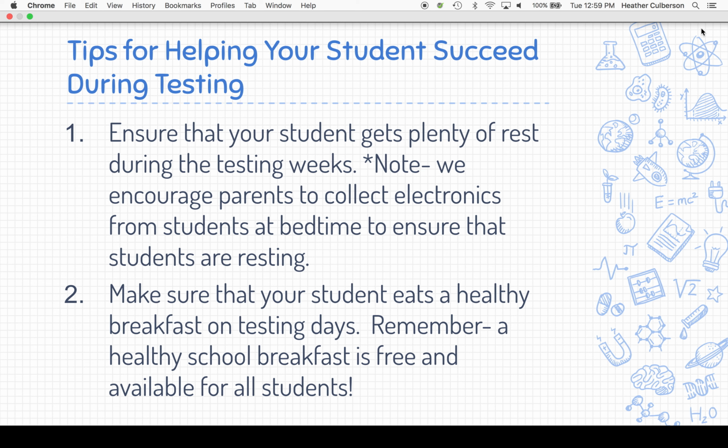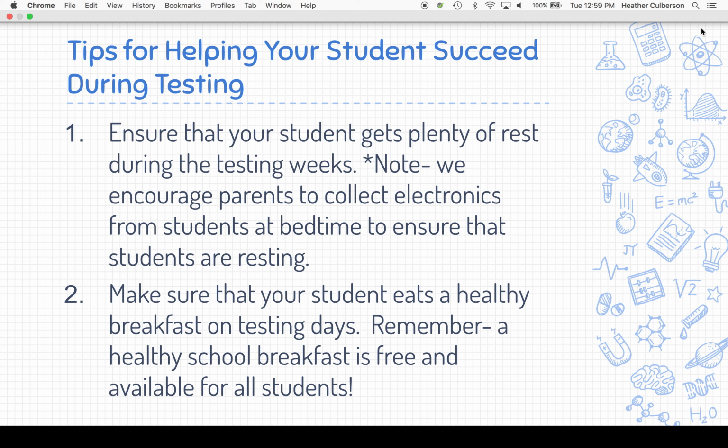First of all, ensure that your child gets plenty of rest during the testing week. I know there's a lot going on in spring, but it's very important that our students come to school well rested. So please implement an early bedtime. Take the technology, electronics away at bedtime. We have some students that stay up sometimes watching YouTube or playing games when you think they're asleep. So if you would, please collect those electronics just to help us, to help your child get plenty of rest.